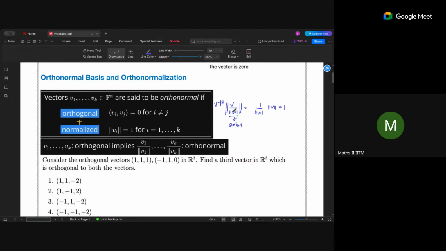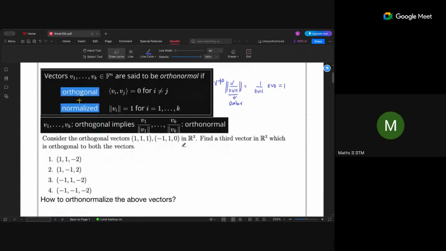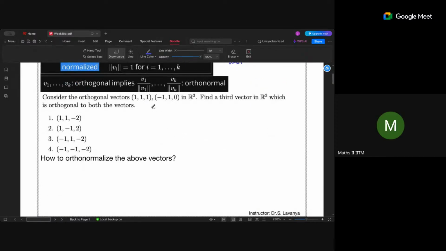So any vector, if we divide it by its norm, then the norm of this new vector is equal to 1. So given any orthogonal set of vectors, you can orthonormalize it by simply dividing each of the vectors by its norm. Is that clear? Okay, fine. Now we have already seen some similar example in the last session. Let's see how many of you can recall it and do it here.